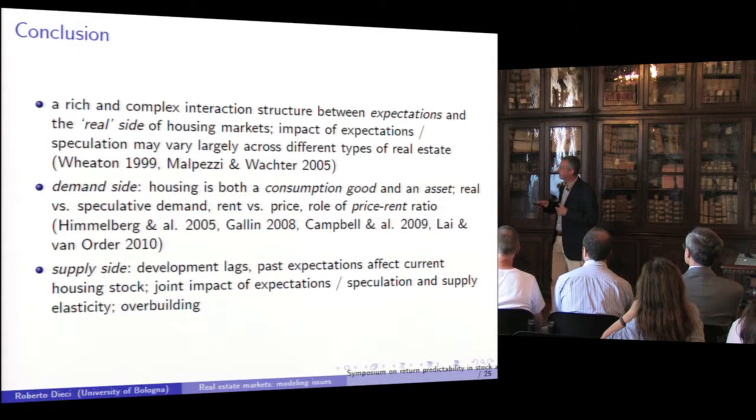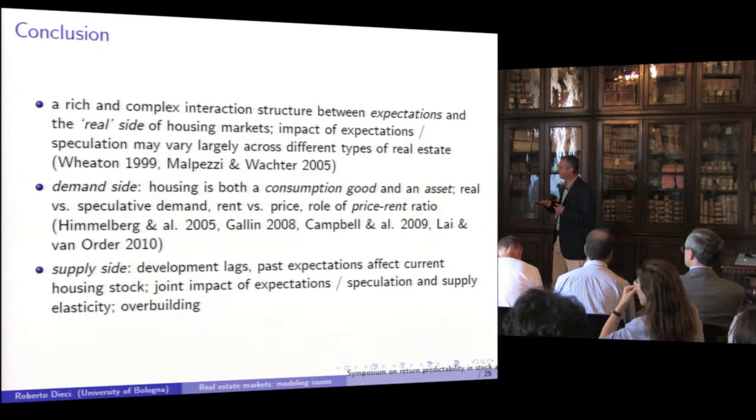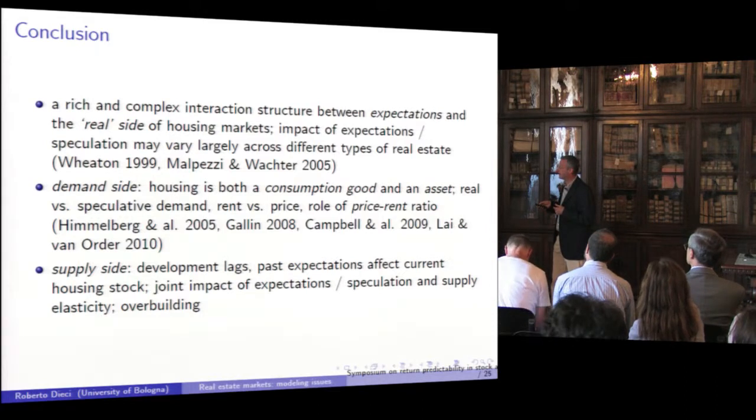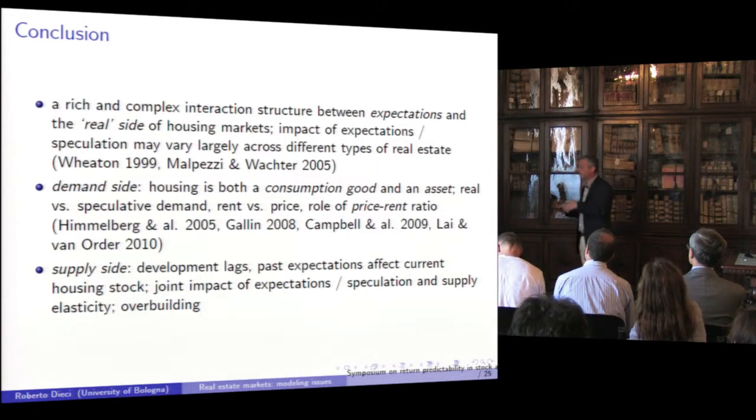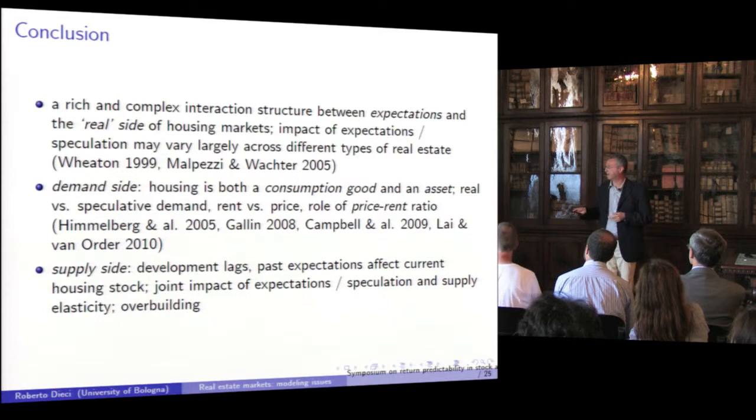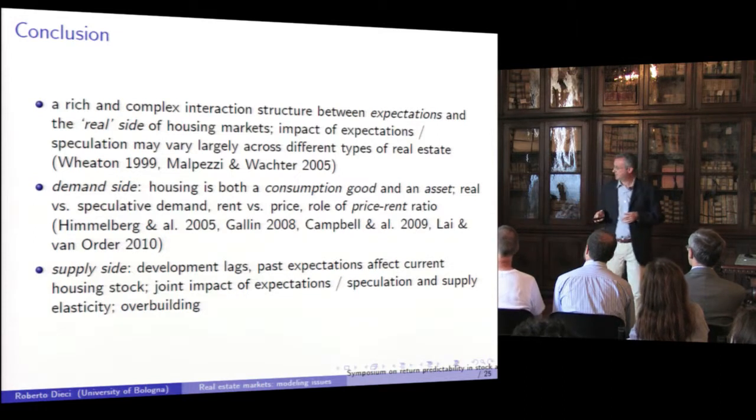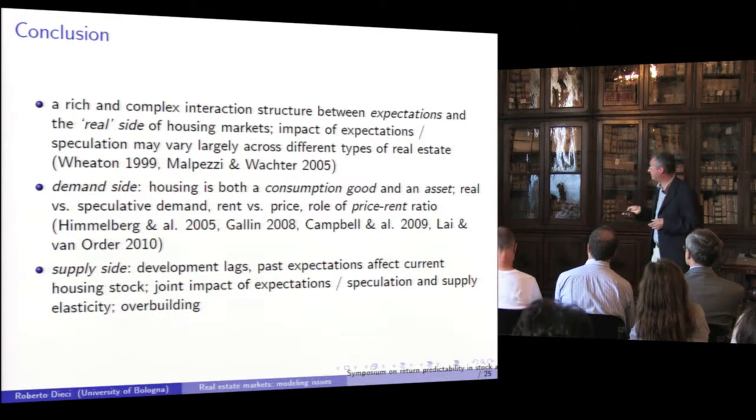From the supply side, the role of development lags and past expectations, which affect the current housing stock, and the joint impact of expectations and speculation together with supply elasticity in determining possible overbuilding of the housing market are prominent issues. So, this is the end of my talk.